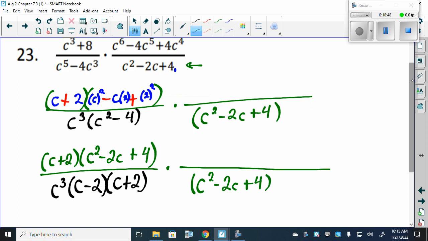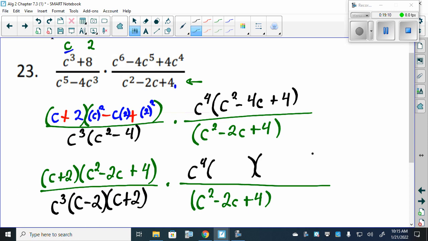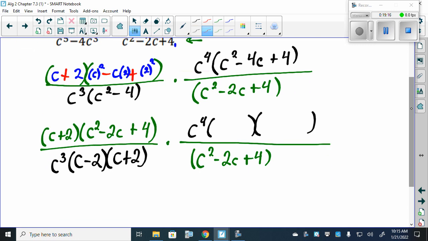Well, with that in mind, is there a greatest common factor between c to the 6th, 4c to the 5th, and 4c to the 4th? C to the 4th. And if we factor this out, we're left with c squared minus 4c plus 4. Well, that there will factor, yes? Since the third term, 4, is positive, the signs are the same and they match the sign of the middle term, which would be negative.